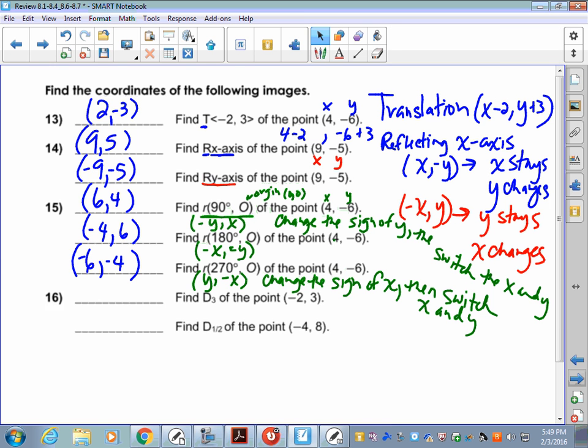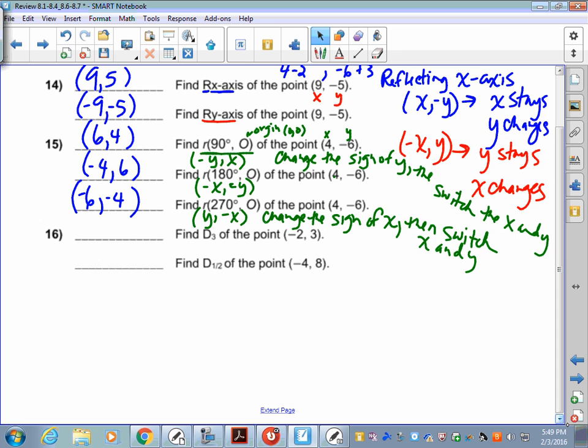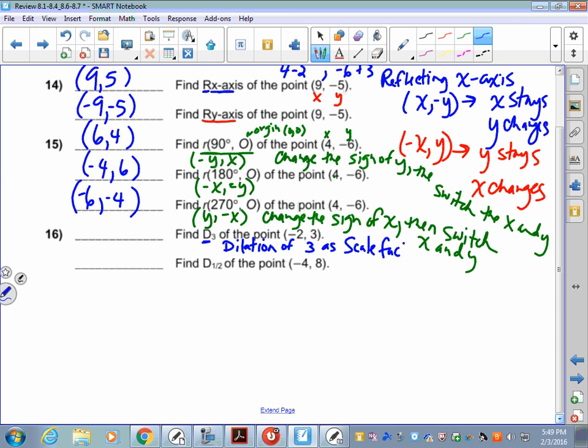And then we've seen plenty of these. Capital D, that would be for dilation. So if I see D3, that's the dilation of 3 as the scale factor. That's what we're multiplying by. Okay, so we're multiplying each term, each value for the coordinate by 3.